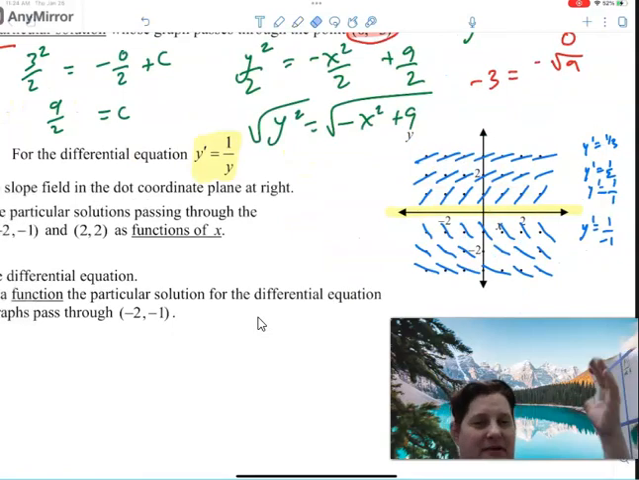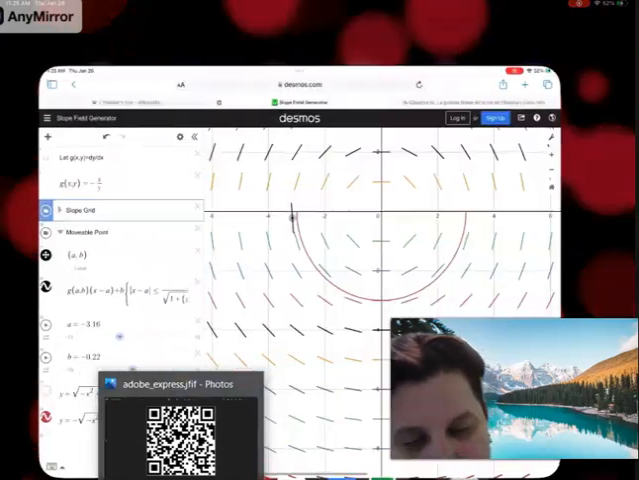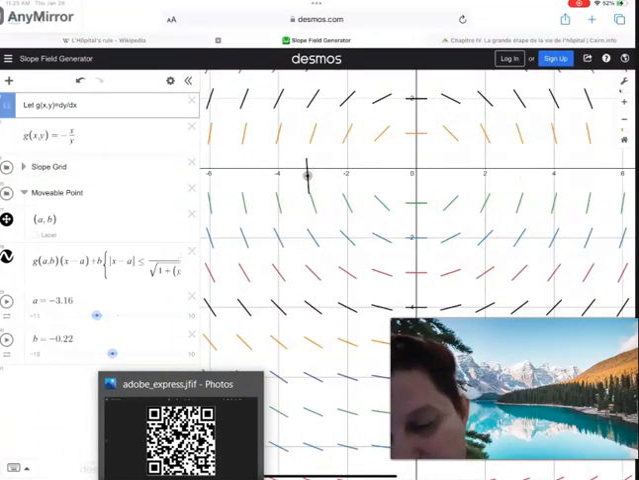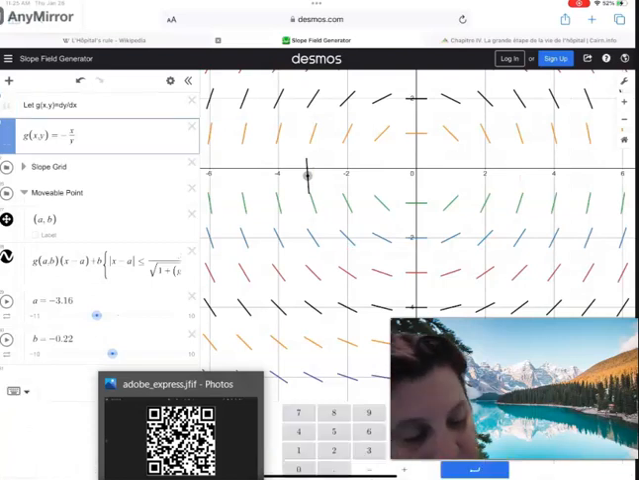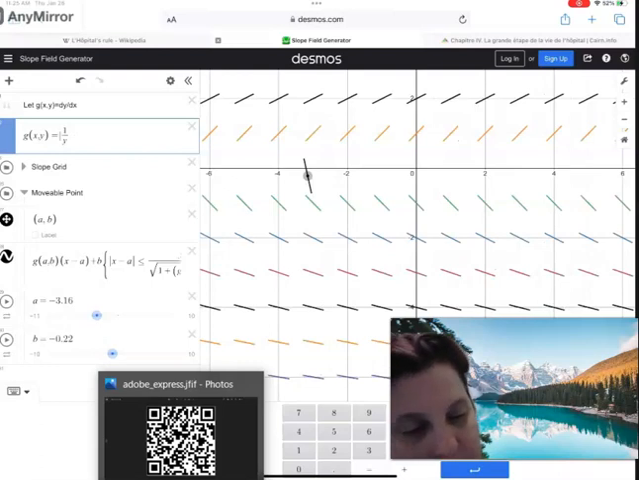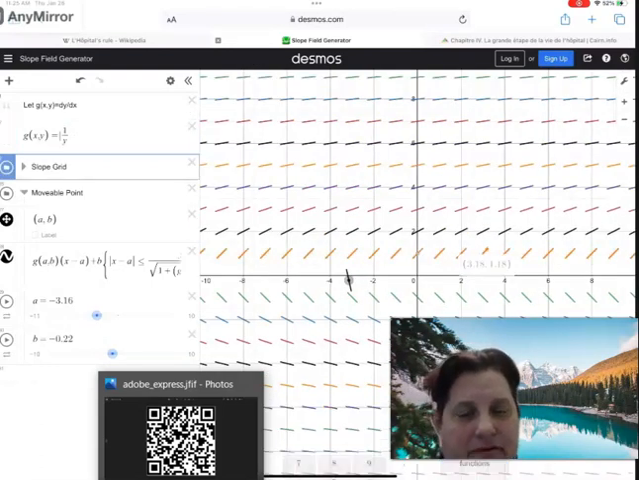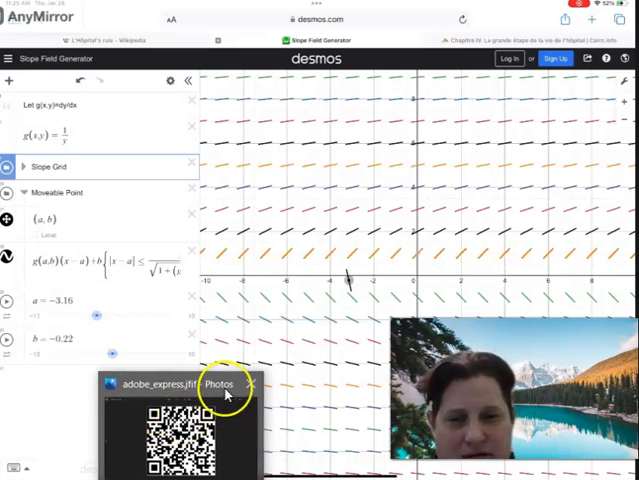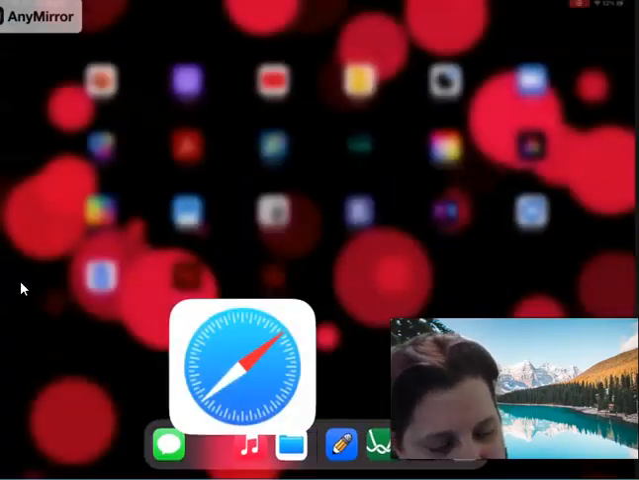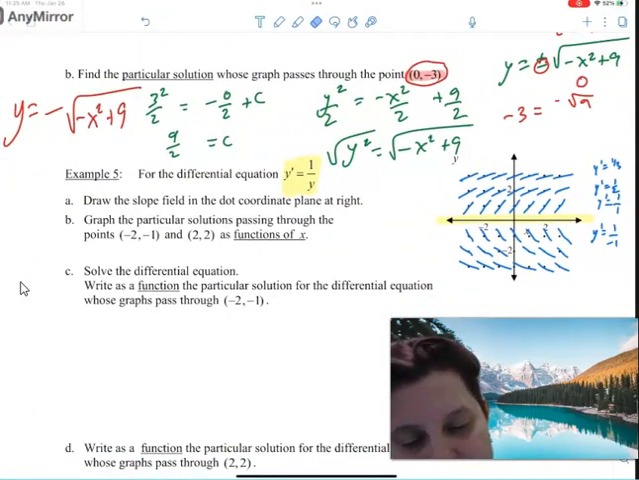So that wasn't as bad because I could use the pattern. Okay, y prime equals 1 over y. Let's go into this. And let me get rid of that and that. Let's change this to 1 over y. It's not negative. Okay? So you guys see that slope field there? Okay. All right, cool. So that's my slope field. That's what that looks like.